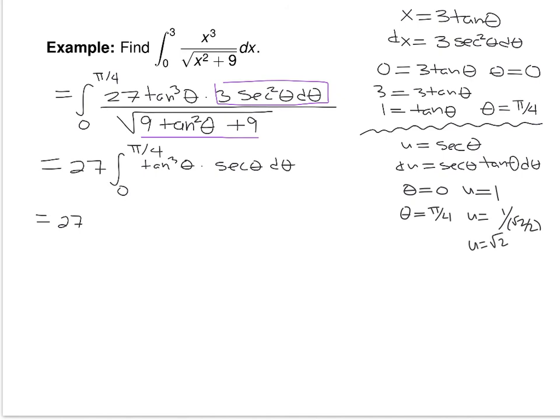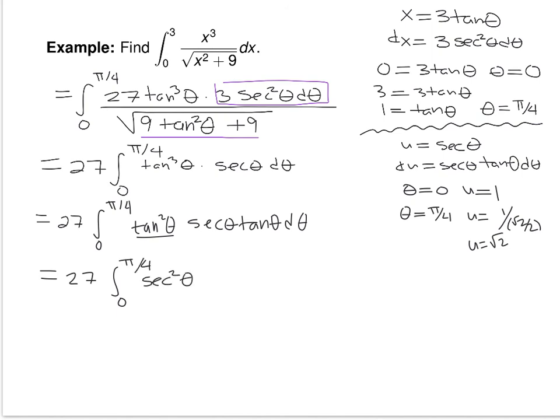So let's talk about how to break up that tangent. So we have the integral from 0 to pi quarters. We need to sub for secant. So we're going to make that into tangent squared theta times secant theta tan theta d theta. So we've saved one tangent. And now since tangent is squared, we can change that into secant squared theta minus 1. So 0 to pi quarters, secant squared theta minus 1 times secant theta tan theta d theta.